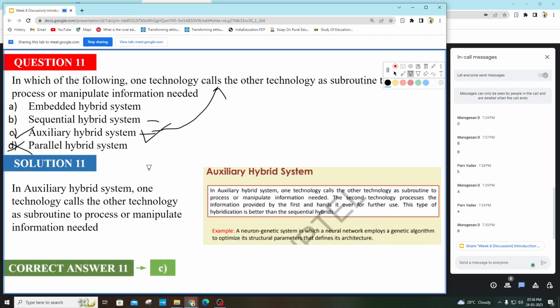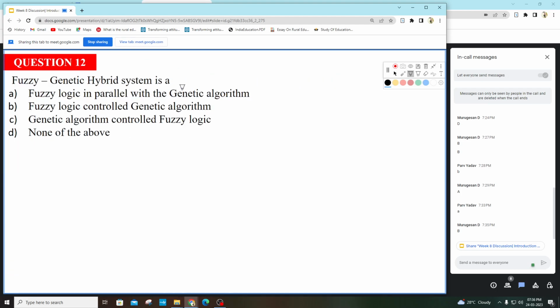Any doubt about this? I have already discussed this. I hope it is clear why it is not A. In an embedded system, we completely fuse the technologies. So option A is not correct, and C is the correct answer. Let's move on to the next question.